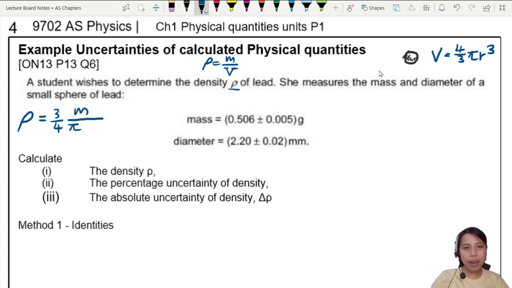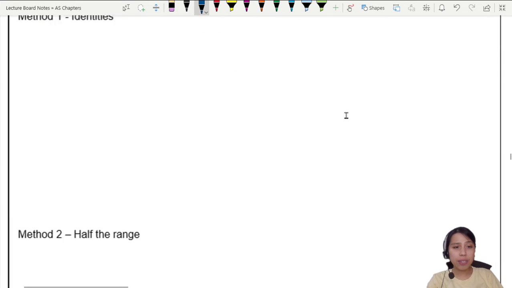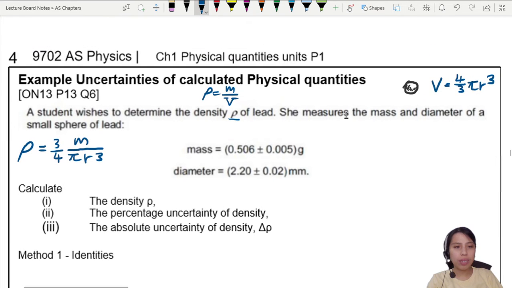3/4 pi r cubed. There, we have created our own equation to find the uncertainty and also the value of density. So I'm going to go ahead and plug in the value for density first. Where should we write it? No space already. We squeeze it here because later on I save space for the uncertainty part.